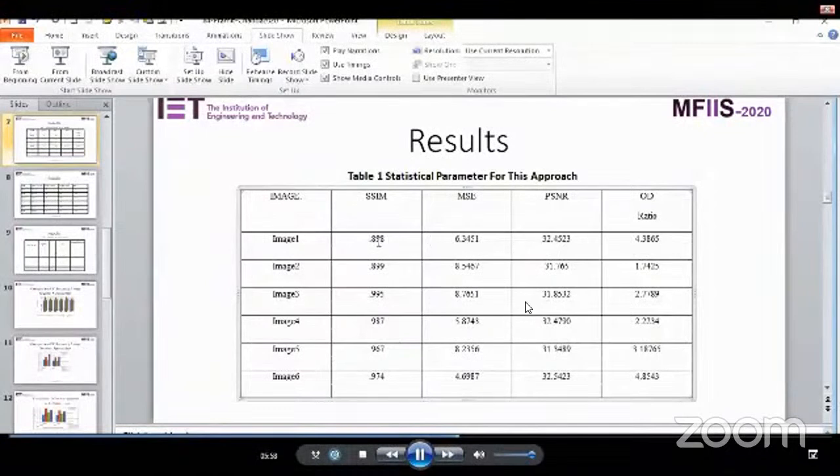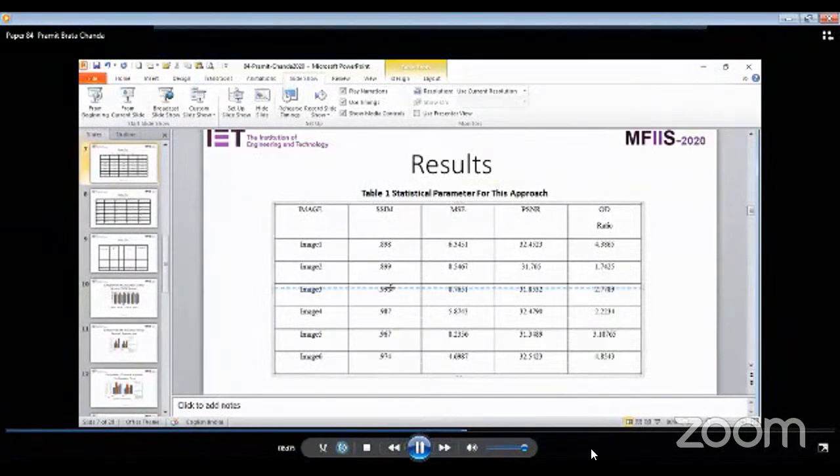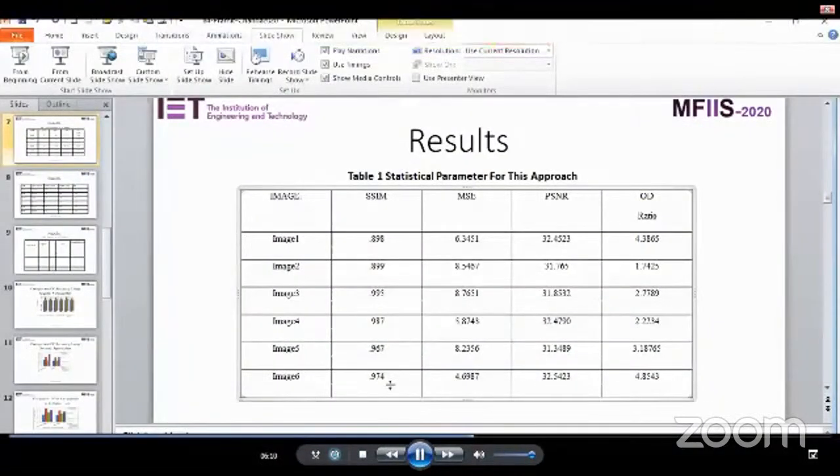And if you see the SSIM for the last two or three cases, it is almost near about 0.9. The range of the value is 0 to 1, so getting a value in the 0.9 range is a good result.